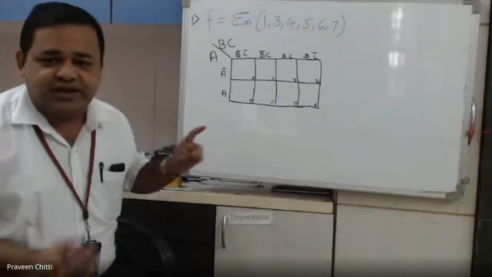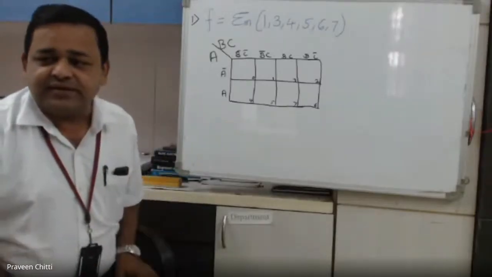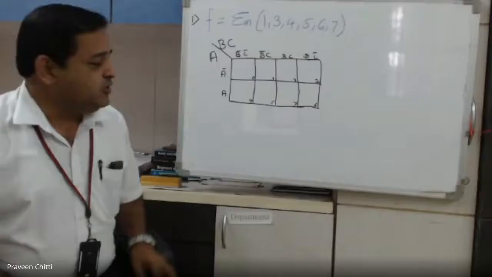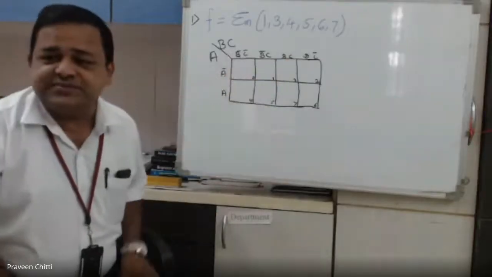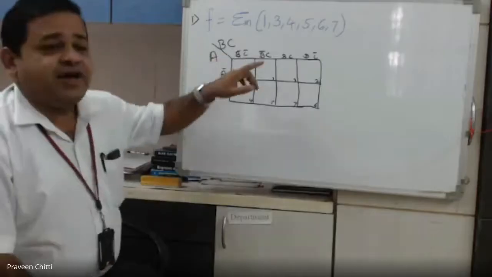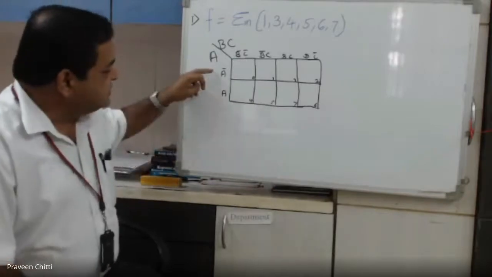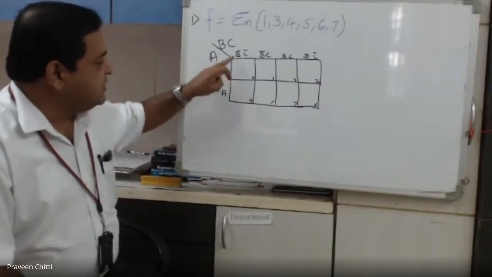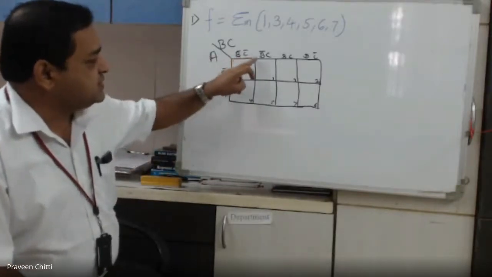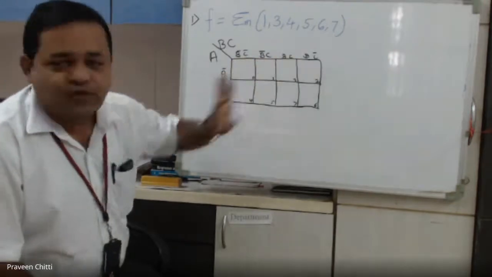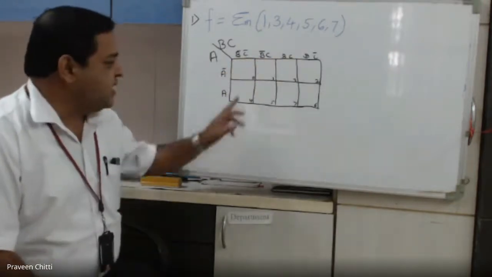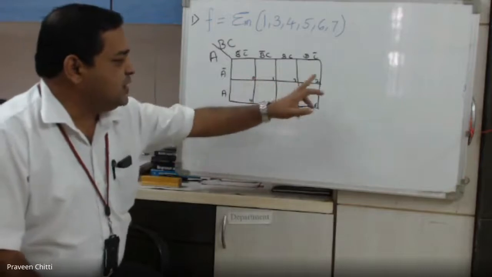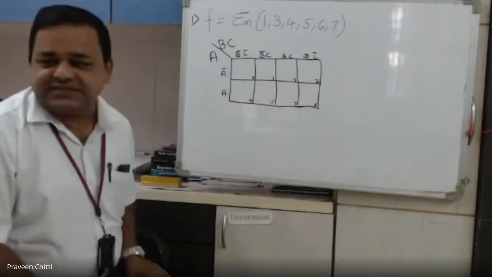Is it clearly visible, the K-map I have drawn, or should I draw it a little bigger? And these letters are also visible? Yes, sir. Here I have not directly written in terms of 0 and 1. 0 means A bar, 1 is A. Then 0 0 is B bar C bar, then 0 1, 1 1, 1 0, with 1 bit change. And then the cell numbers are 0, 1, 2, 3, 4, 5, 6, 7.